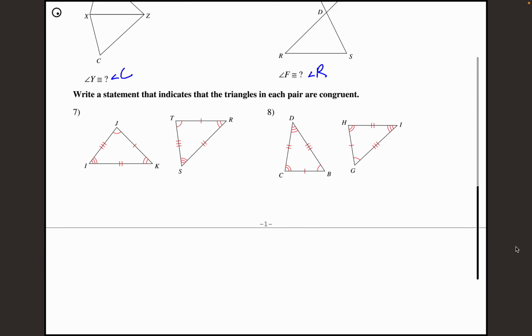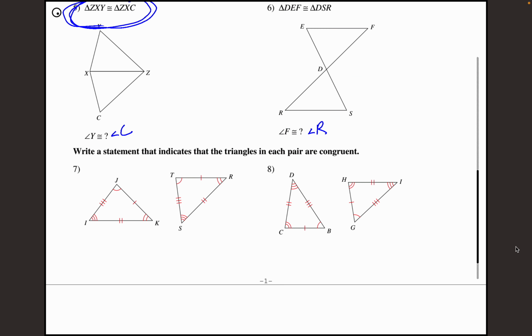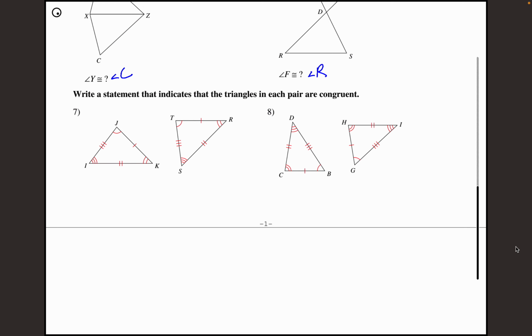Okay, number 7. Now, we're writing a statement. So all we're doing on this is writing a statement which is just like this. That's all we're writing. So on number 7, yours may look different, okay? That's okay as long as the letters are in the correct spots with the other angle. And what I mean by that, I'll explain in a second.